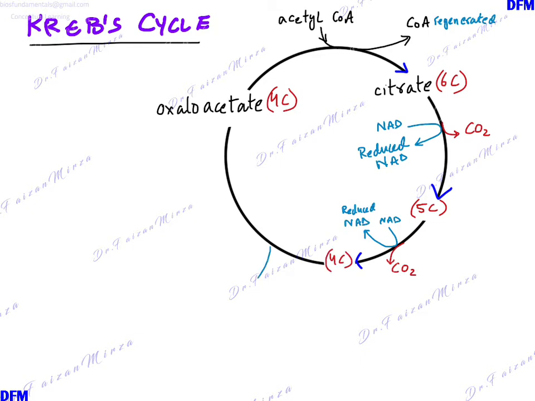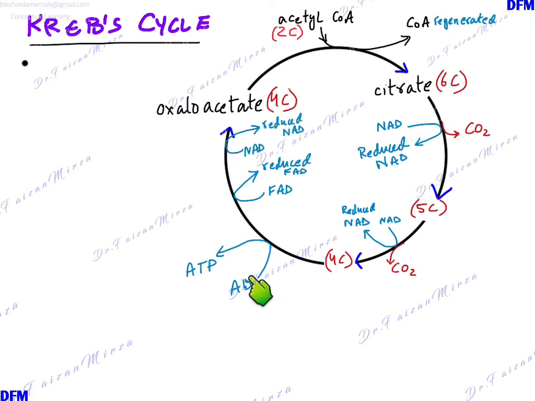The 5-carbon compound undergoes another decarboxylation and another dehydrogenation. The 4-carbon compound is formed, and it then produces ATP by substrate level phosphorylation. It then undergoes two more dehydrogenations, once producing reduced NAD and once producing reduced FAD, to once again form oxaloacetate, so the Krebs cycle can take another turn.